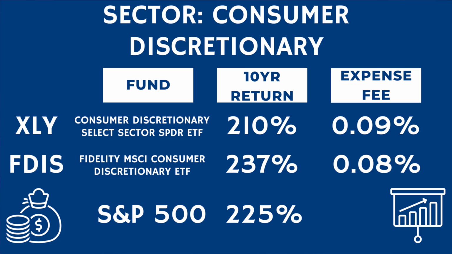The next thing we're going to take a look at are expense fees. It's very important to pay attention to expense fees when investing in index funds, mutual funds, and ETFs because these can really eat into your total return over a long period of time. XLY has an expense fee of 0.09%, FDIS an expense fee of 0.08%. So no major difference between the two, and both are great low-cost options.